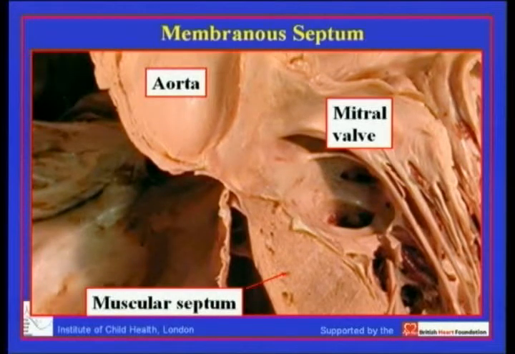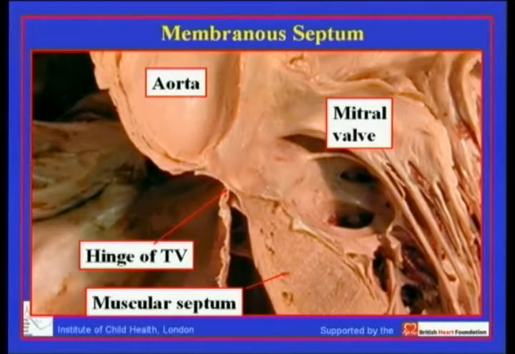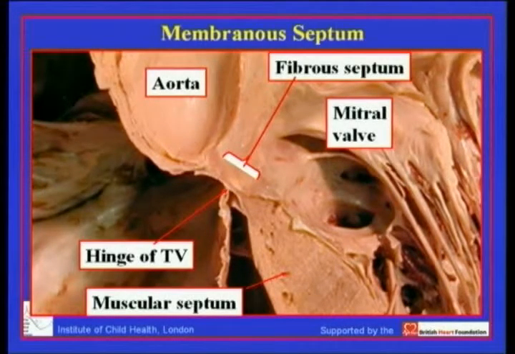So you see the crest of the muscular septum, and between the crest of the septum and the aortic root we have the fibrous part of the septum, which is crossed by the hinge of the tricuspid valve. And that crossing by the tricuspid valve has now divided this fibrous septum into an atrioventricular part and an interventricular part. And the dimensions of these two parts of the septum vary from specimen to specimen, depending on the degree of delamination of this septal leaflet of the tricuspid valve.